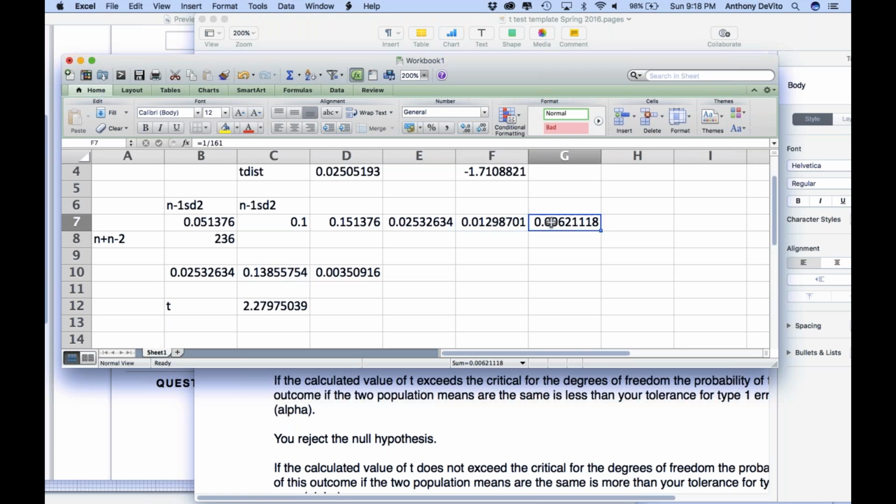So this is 1 over 77. This is 1 over 61. This should be the sum of the two of them, F7, G7, and find the square root of it. So this times this gives me my standard error. That's my standard error. And this is 0.099 minus 0.08 over my standard error.